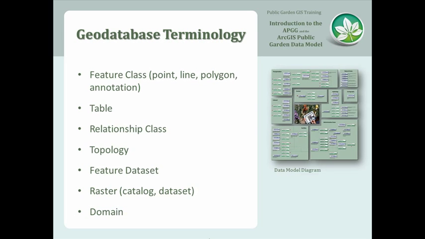And the last thing that you need to know is a domain, and a domain is essentially a list of valid values that you can select from when you're entering data. They add some quality control to the data and allow you to only select values from a list, therefore not inputting bad data.